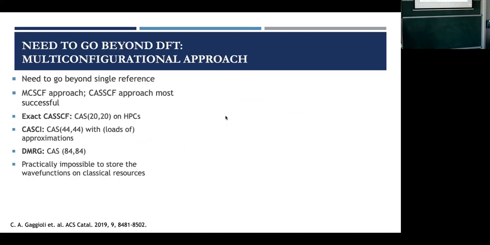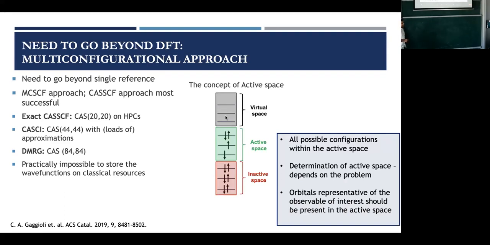So now I hope I've convinced you that we need to go beyond density functional theory for modeling these kinds of reactions. Since we need to go beyond a single reference or single configuration, we need a multi-configuration self-consistent field approach. One of the most successful approaches has been the complete active space self-consistent field. So what is this concept of active space?